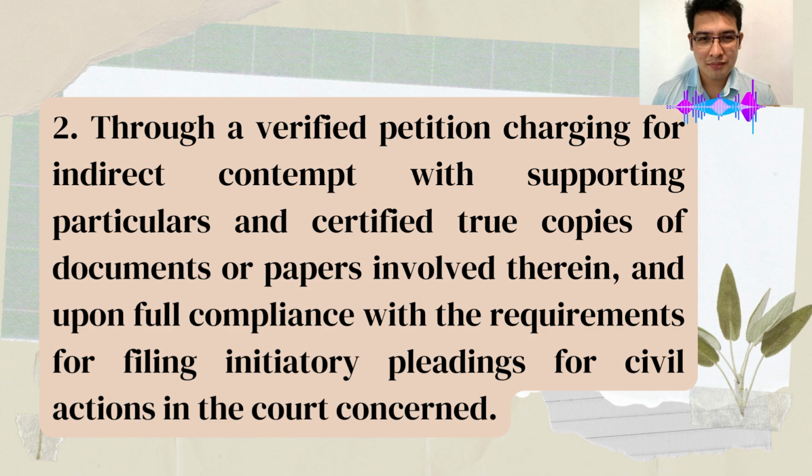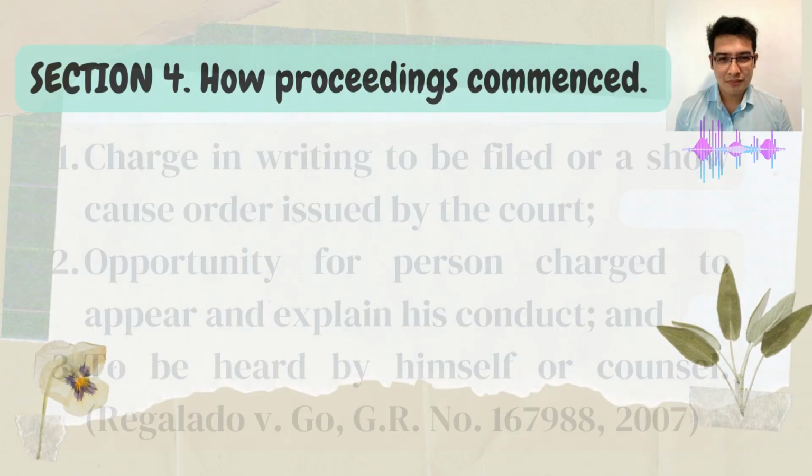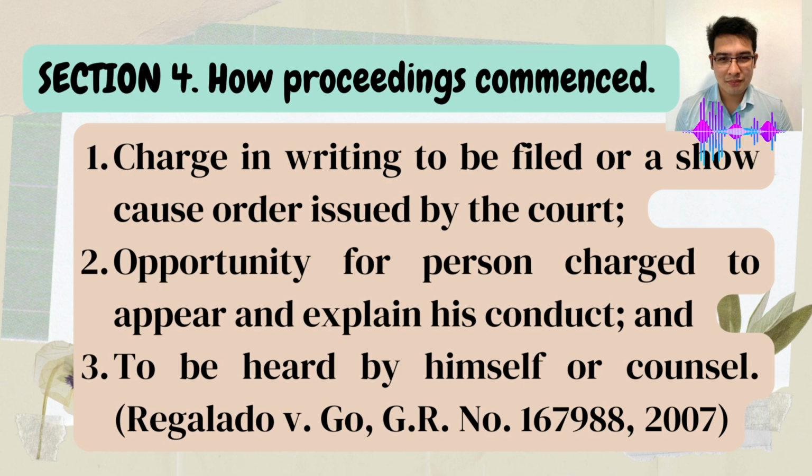Next, the requisites before an accused may be punished for indirect contempt. There are three. The following: a charge in writing to be filed, or a show cause order issued by the court, and the opportunity for the person charged to appear and explain his conduct. And based on Regalado versus Co, to be heard by himself or by counsel. Now, where is the charge to be filed?